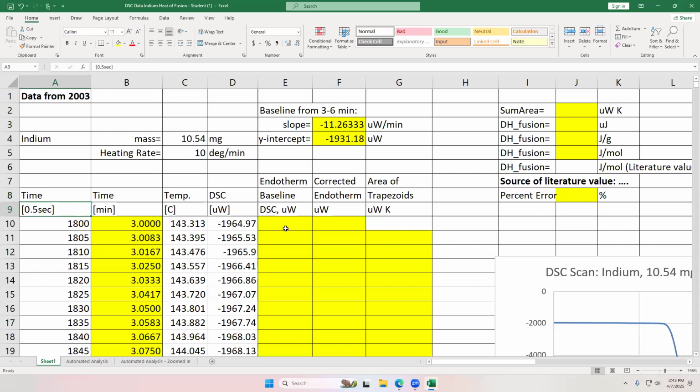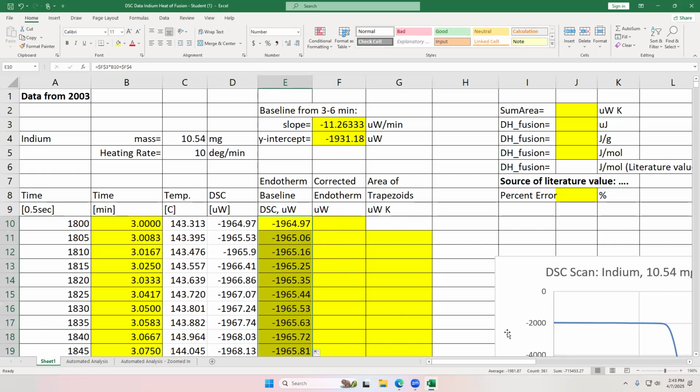All right, so what's the equation? Let's calculate the baseline at these times. So y equals mx plus b, right? So equals m, which is our slope, times x, which is the time, plus b, which is the y-intercept. And that's our baseline.